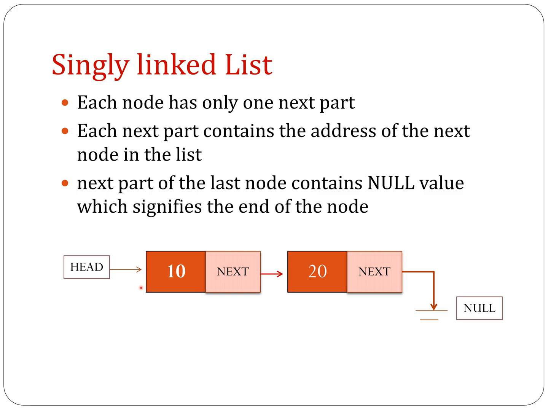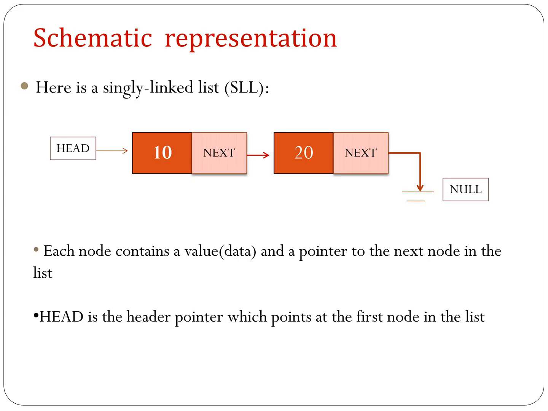Suppose we consider this example: the head node stores the address of the first node. This first node stores the address of the second node, and the second node's next field will be null because it is not further connected anywhere. So it will be considered the end of your linked list, and your next pointer address is set to null. So it signifies the end of the list.